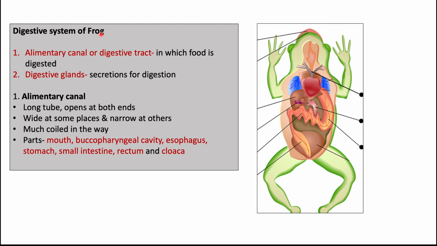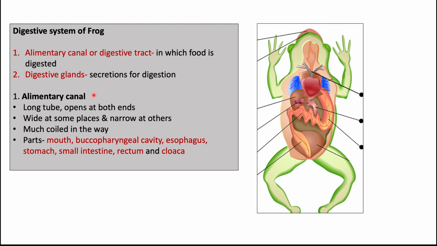In case of frog, this is divided into two main parts. One is the alimentary canal, also known as the digestive tract. It is the portion where food is digested, and the second part is the digestive gland, which provides important secretions which are helpful in digestion. Let's discuss in detail.